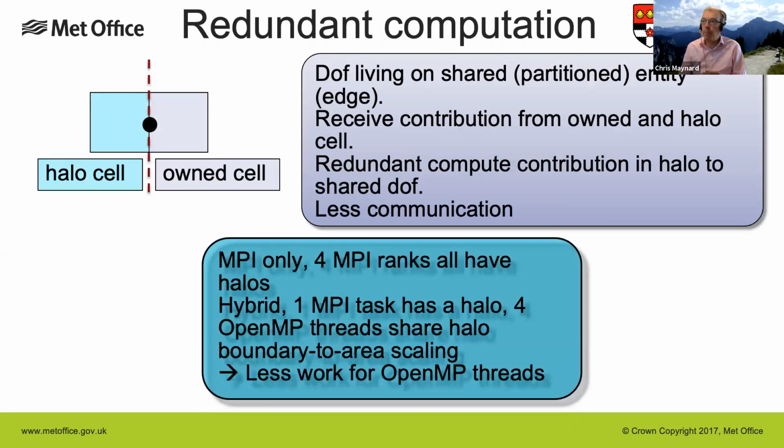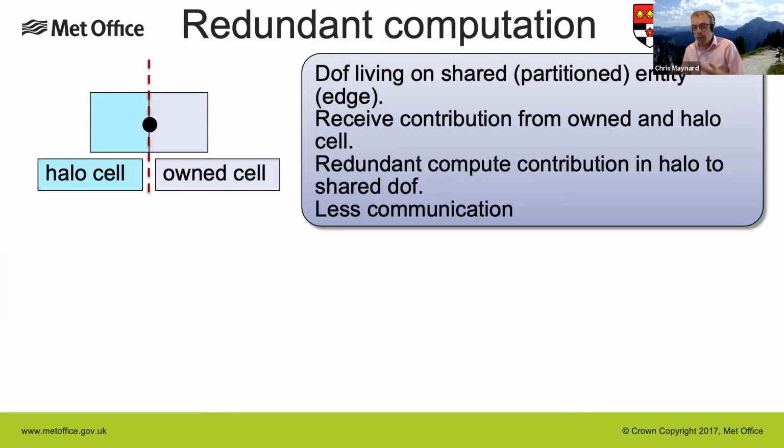So now we can look at doing things like how can we change the algorithm that we're using to better suit the more parallel architectures. So in this case, redundant computation. As I said, we might have two cells and a degree of freedom that we need to update that lives on a shared, or in this case partitioned, entity on an edge or a face. And these might receive contributions from both the own cell and the halo cell. So we can then switch on redundant computation into the halo cell for the shared DOF, and this means there's then less communication to update that.